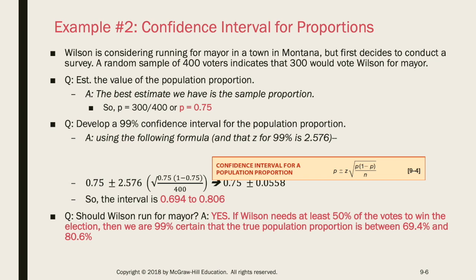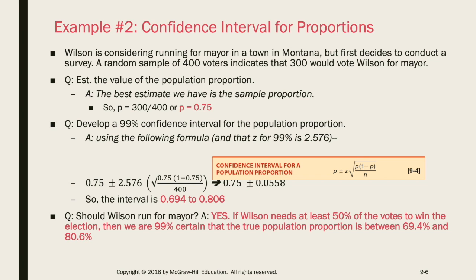For this one, we're wanting to develop a 99% confidence interval for our population proportion. So we're going to use this formula that we looked at previously, formula 9.4 here, and we're going to use our z value for a 99% confidence interval, which is a value of 2.576. So we plug all of that in.